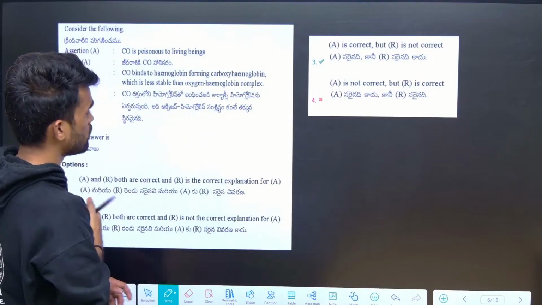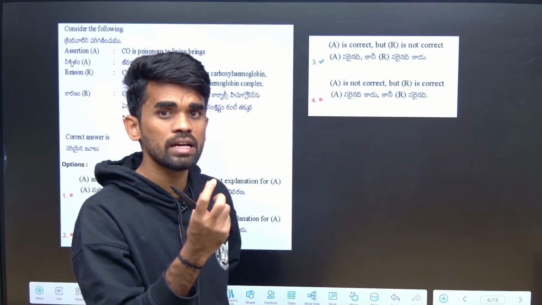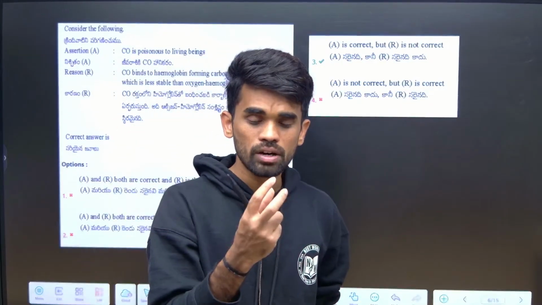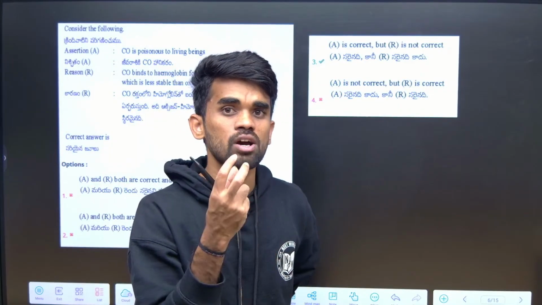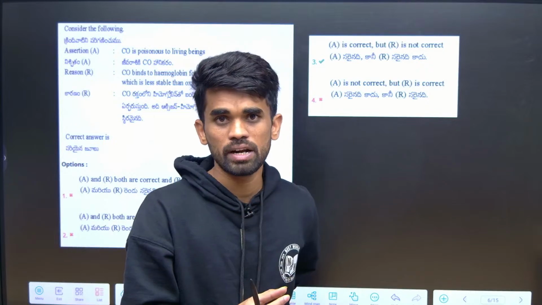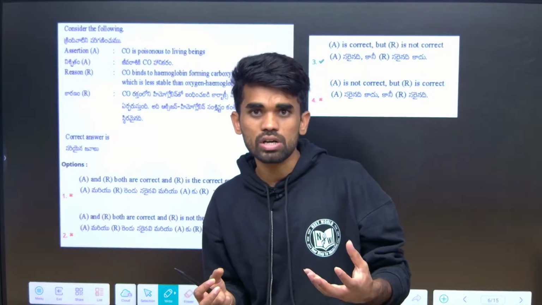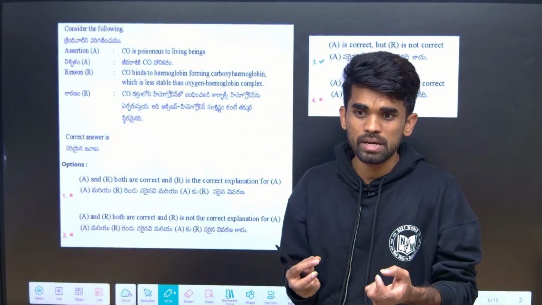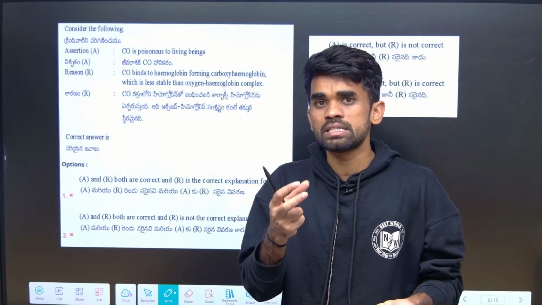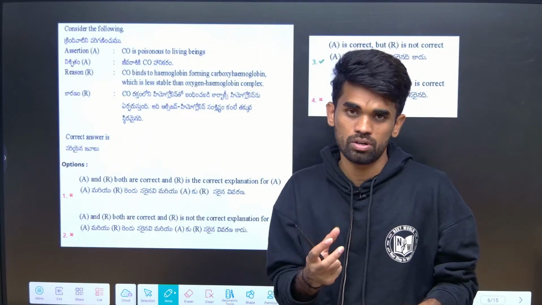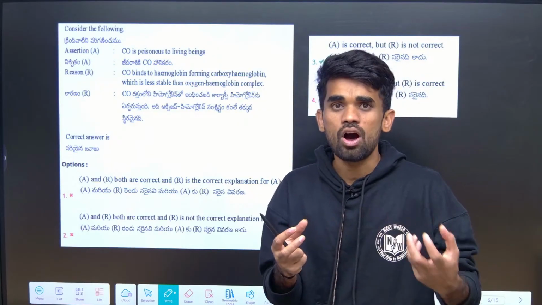When we inhale, oxygen binds to the iron present in the hemoglobin, right? Whenever oxygen binds to the iron in the hemoglobin, we call it oxyhemoglobin. Now whenever CO is also present along with this oxygen in the atmosphere, the binding tendency of carbon monoxide towards the iron present in the hemoglobin is more, and this will form carboxyhemoglobin, not oxyhemoglobin.